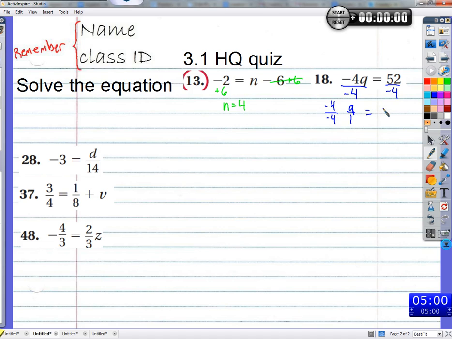52 divided by negative 4 is... what is 52 divided by 4? Okay. Is it 13? Negative 13. And over here we have negative 4 over negative 4 times q over 1. That would just give us that exactly, right? If we multiply it straight across, that's the fraction we would get. Negative 4 divided by negative 4 is positive 1. We get q equals negative 13.